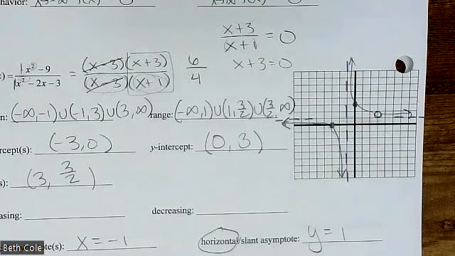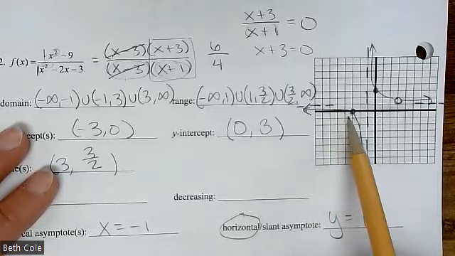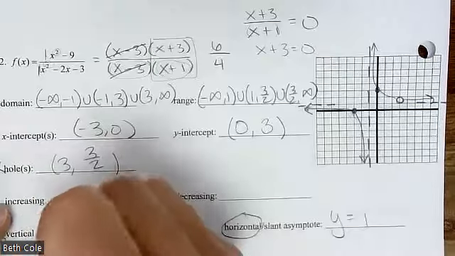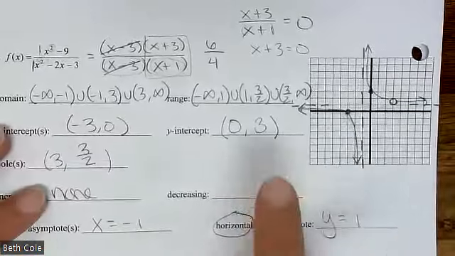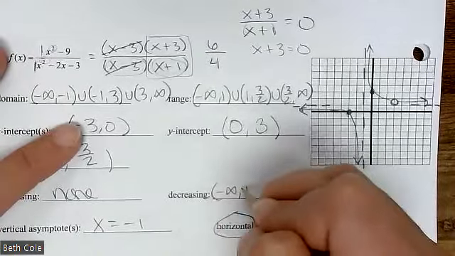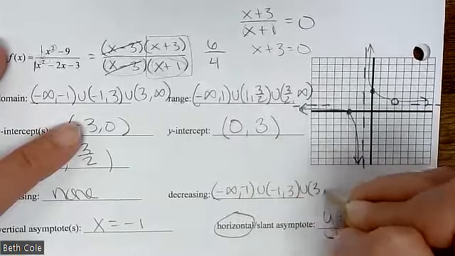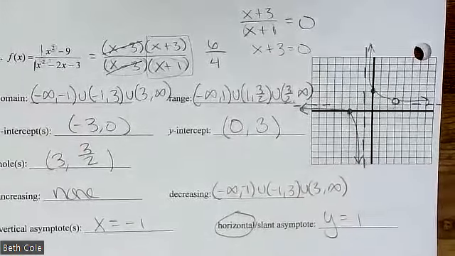All right, increasing, decreasing. As you read left to right, what is the graph doing? All right, so increasing is none. And what do you copy over? Domain. Just whatever it says for domain, copy it over. Because it decreases all the time, which means for the entire domain.